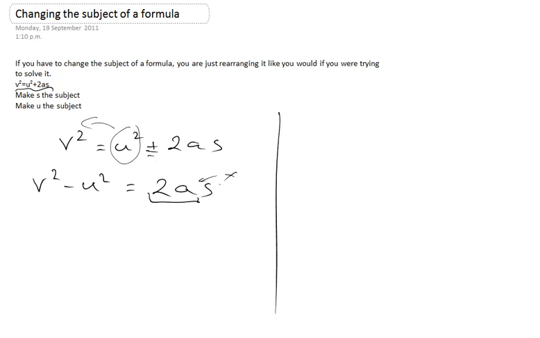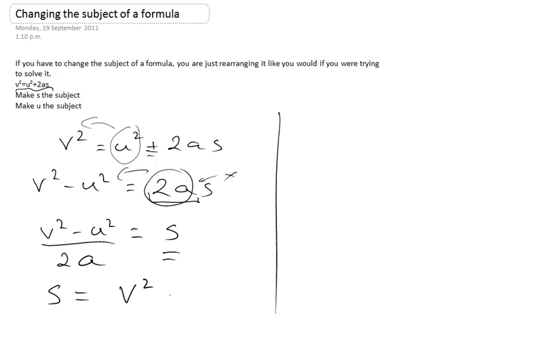So when I move this bit across my equals, I've got to do the opposite, like when we were solving equations. So I'm going to leave S as it is on there. I've still got V squared minus U squared on this side, but now I'm dividing that by 2A because I moved a multiply by 2A over the equals. Now I have a formula in terms of S, so I can stop. So I can say S equals V squared minus U squared divided by 2A.